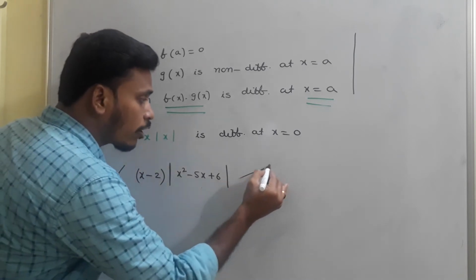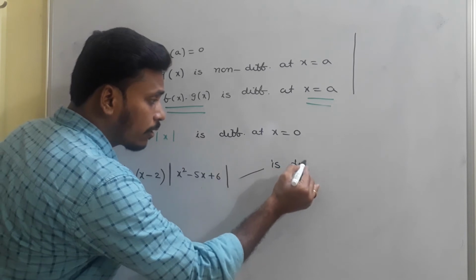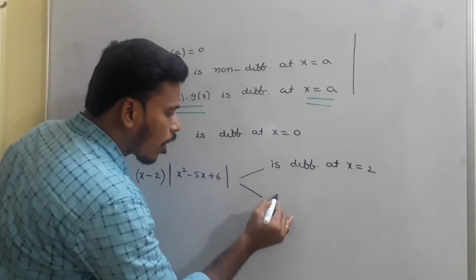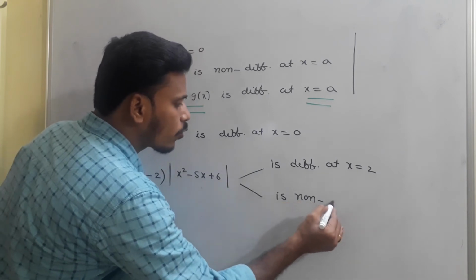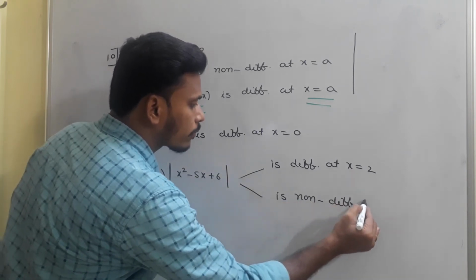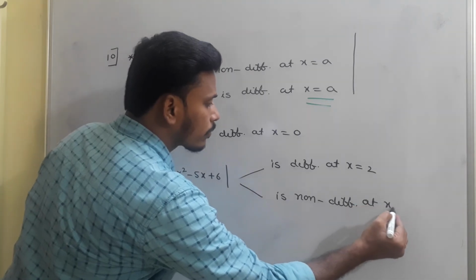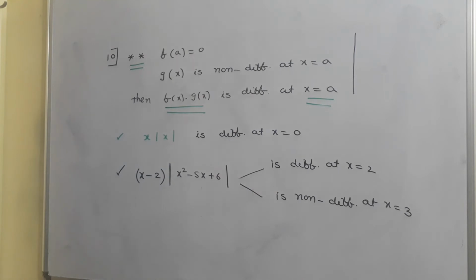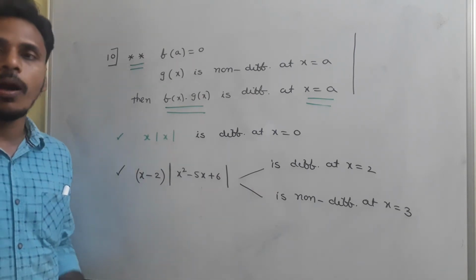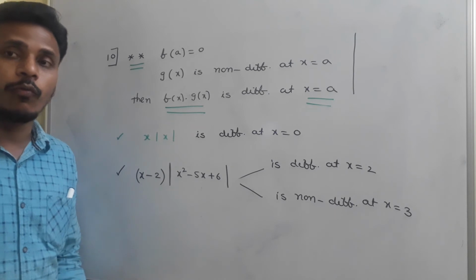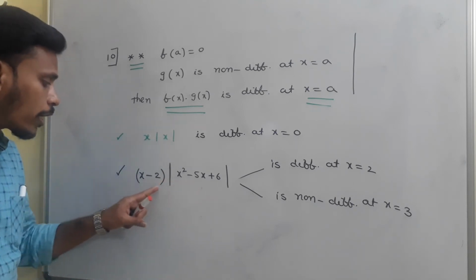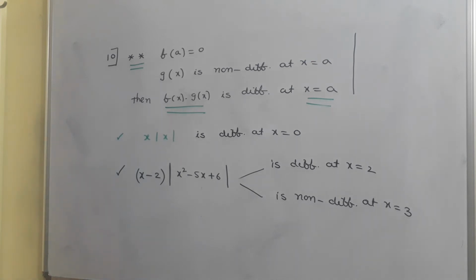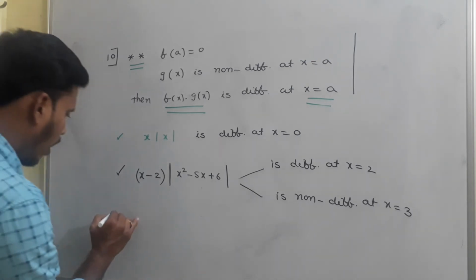And that's why this particular function is differentiable at x equals 2. And this is non-differentiable at x equals 3. Okay. Usually when you look at this particular function, people will say that this is non-differentiable at 2 and 3. But at 2 it is differentiable. Why? Because at 2 this particular value is 0. Okay. And that's why this is differentiable.